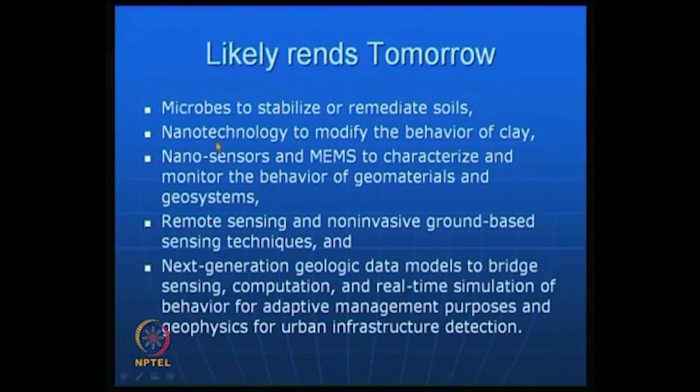So, why not use nanotechnology to modify the behavior of clay, because the electrical field in soils is more of a nanotechnology matter. If you are trying to measure the electrical surface charge of a clay particle, you should go to an angstrom level or much lower than that. So, one can use nanotechnology to modify the behavior of clay at a basic level, people have been doing this. Then to understand its response, nanosensors are being used. MEMS is another area that people have been trying to use to characterize and monitor behavior of geomaterials and geosystems.